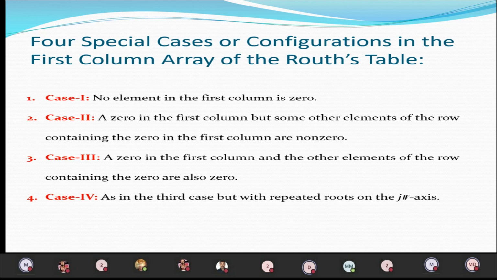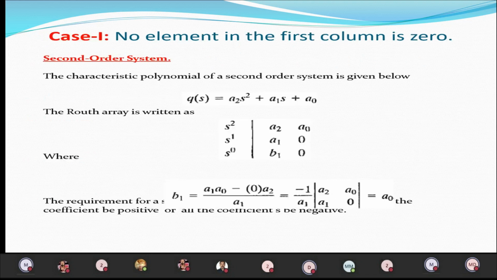So now we will be having various cases in order to determine the stability of the system from the construction of the root array. Now we will be considering the first case, where no element in the first column is 0. So there are no zeros at all. If a 0 is present, then what do we have to do? And if one complete row is 0, consisting of all elements as 0, then what do we have to do? Like that we will be discussing the problems.